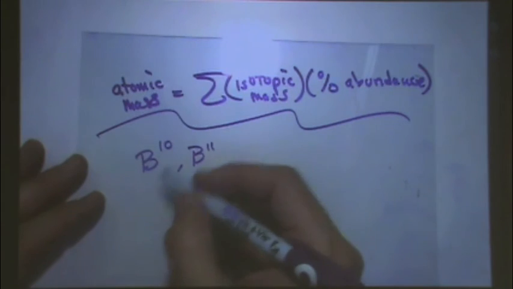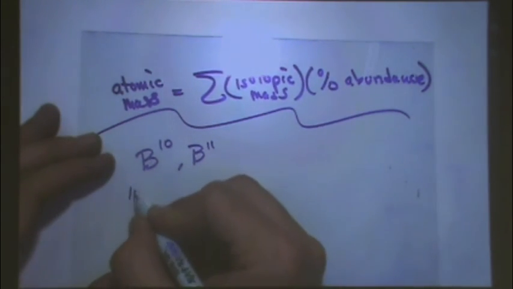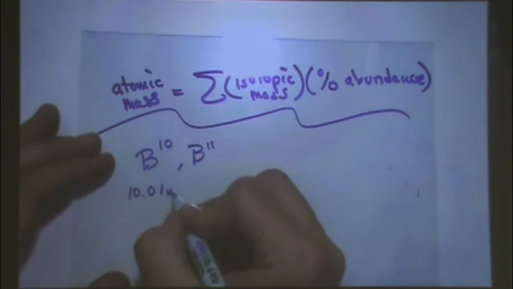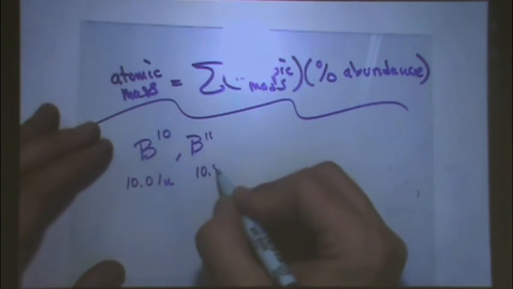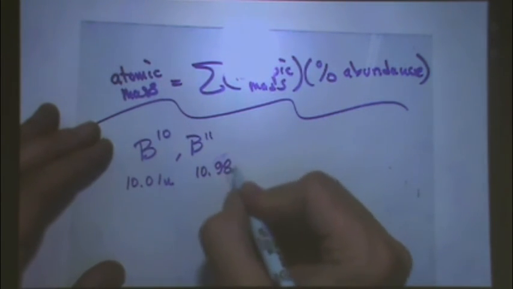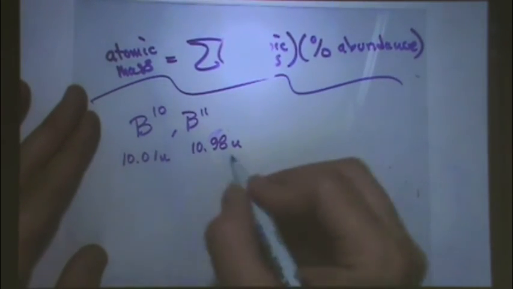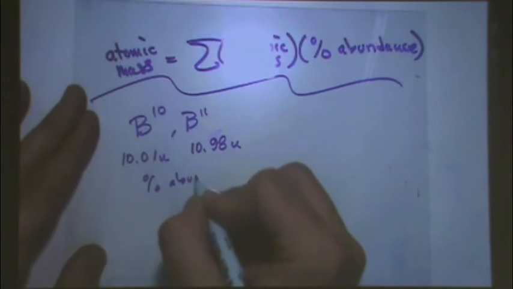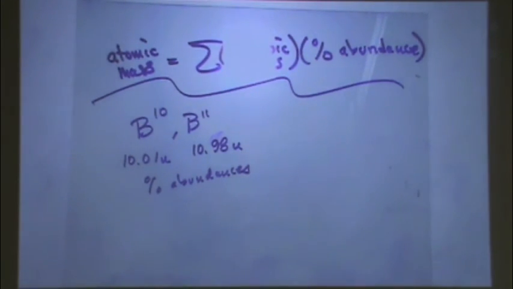What they're going to do, and I forgot the exact numbers for this, so I'll just make it up. Let's say this is 10.01 U for that isotopic mass, and let's say this is 10.98, okay? I just made that up because I don't have the exact numbers. And we want the percent abundances for both. Okay, I want the percent abundances. So, they want you to solve for that. So there's two unknowns, each percent, for 10 and for 11.